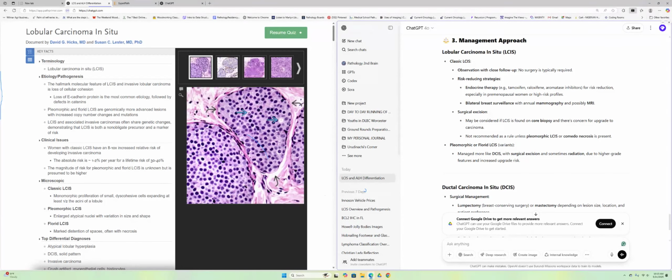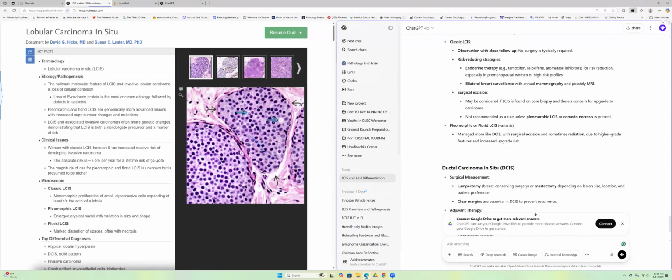What other things can you do for classic LCIS? Endocrine therapy like tamoxifen, raloxifene, mammography, MRI, surgical excision if you are suspecting that cancer has already formed, but not recommended. What is the only time you do surgery for LCIS?